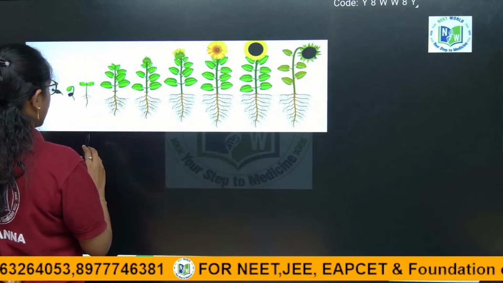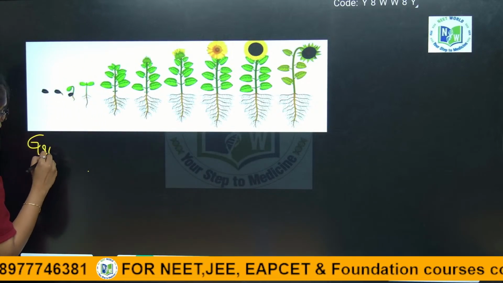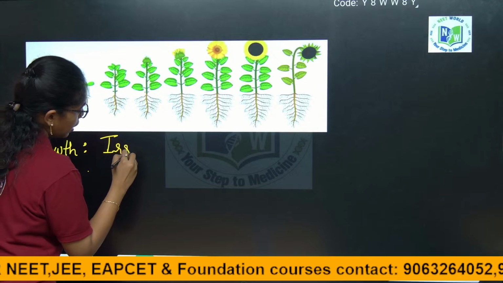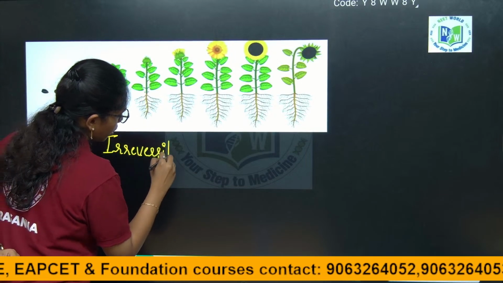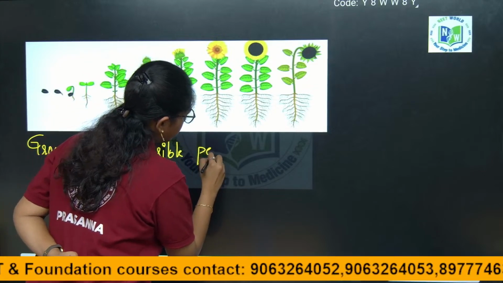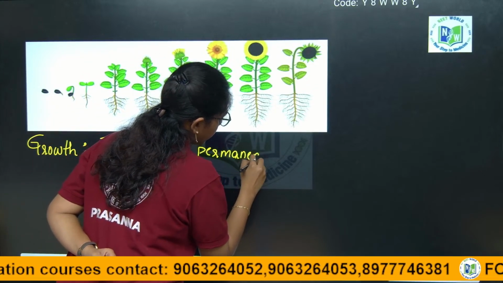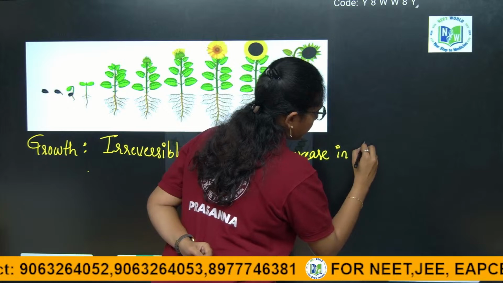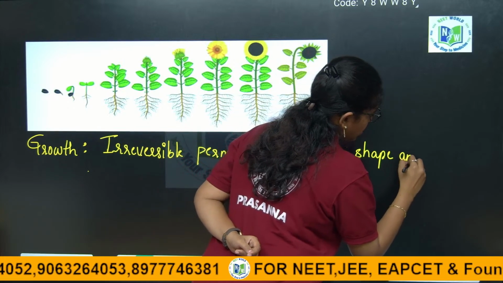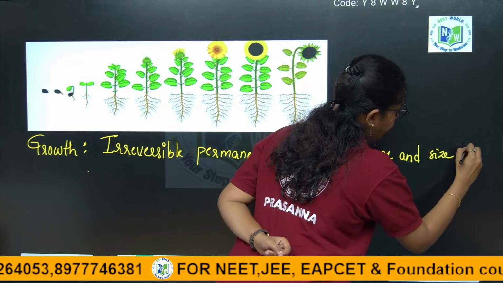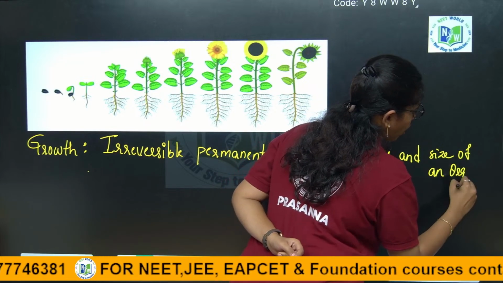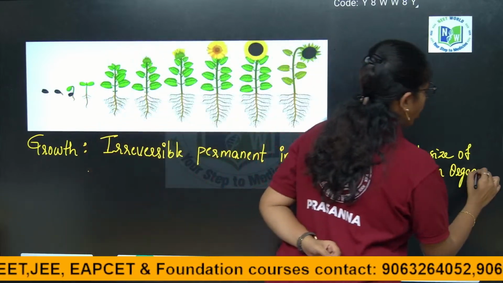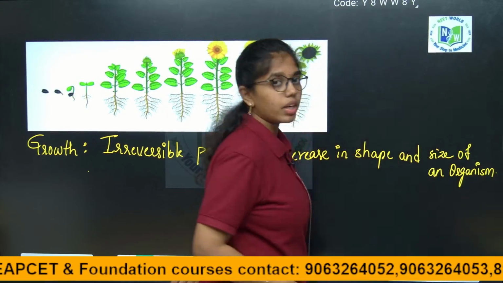Growth is defined in a plant as an irreversible, permanent increase in shape and size of an organism. Irreversible or permanent increase in the shape and size of an organism is said as growth. We have learned this in living world also, right?